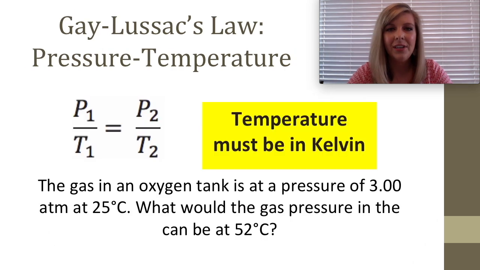The mathematical equation for Gay-Lussac's law is P1 over T1 equals P2 over T2. Now remember, temperature always has to be in Kelvin. For every degree C, let's add 273. So let's start off with a word problem. The gas in an oxygen tank is at a pressure of 3.00 atmospheres at 25 degrees Celsius. What would the gas pressure in the can be at 52 degrees Celsius?